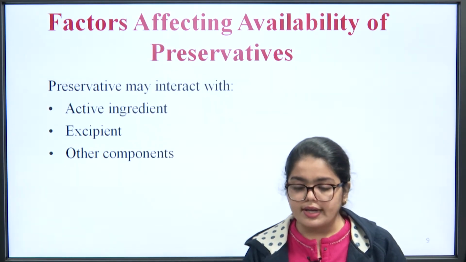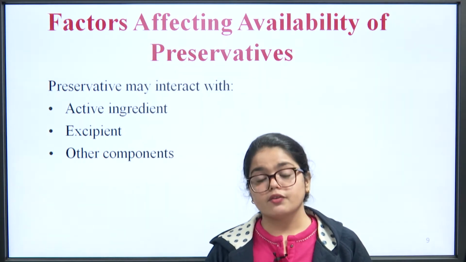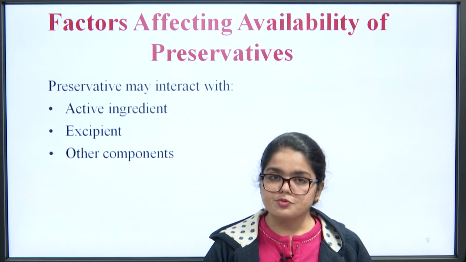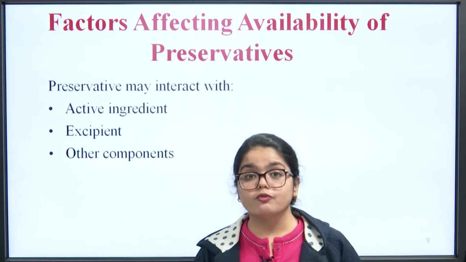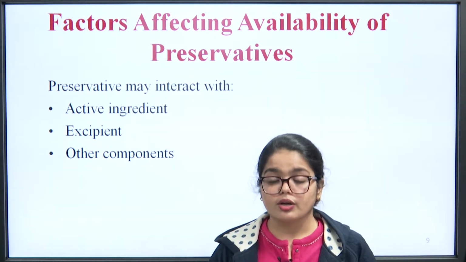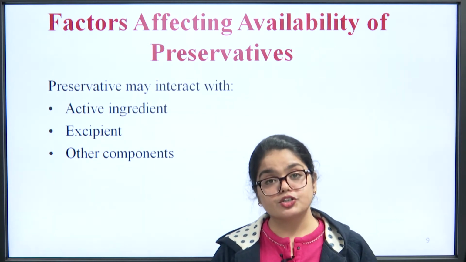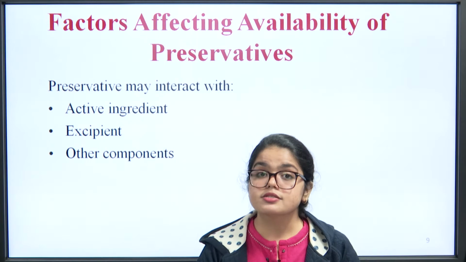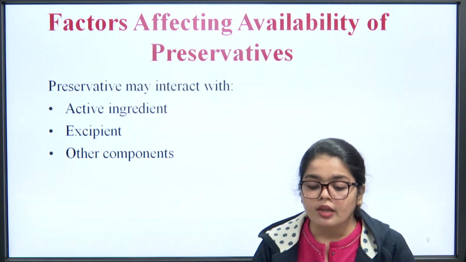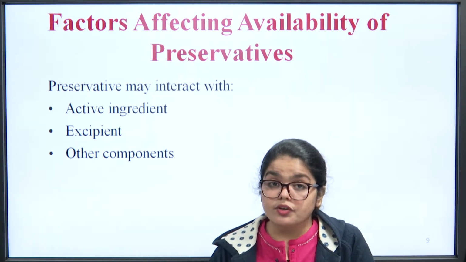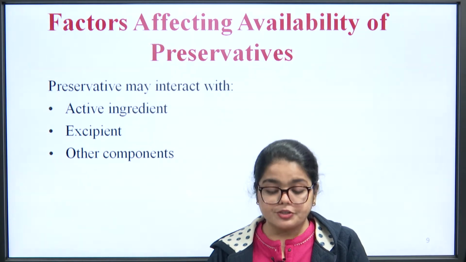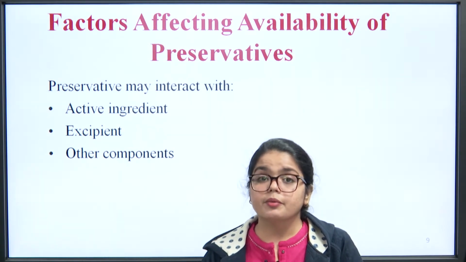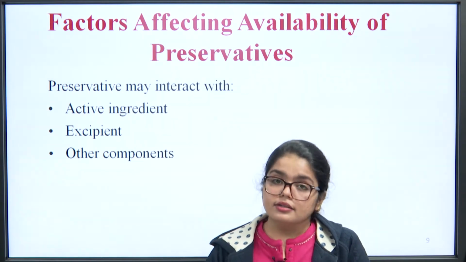So, the next slide says about the factors that affect the availability of the preservative. We have added the preservative and it is present there, but that does not mean it is showing preservation. So how much level of preservation is being shown, and what are the factors that would be affecting its availability? They are the active ingredient of a particular pharmaceutical preparation, the excipients or additives that are being used for the formulation, and the other components.